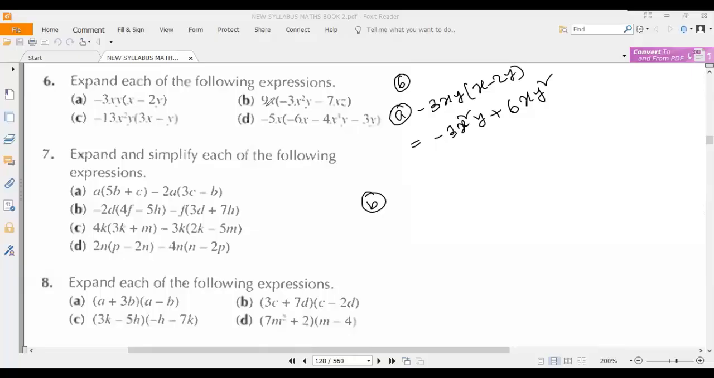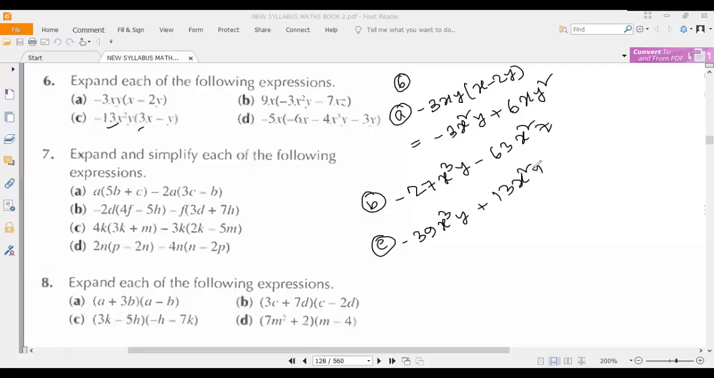9x into minus 3. So 9 into minus 3, minus 27. x into x square, x cube, y. 9 into minus 7, 9 sevens are 63. x into x square, z. Number C. Minus 13 into 3, minus 39. x square into x, x cube, y. Minus a plus 13 x square y square.